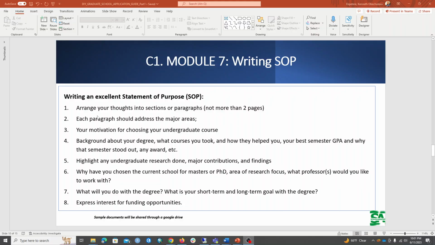Courses you took. Highlight any undergraduate research done, major contributions and findings. So if there's any work you've done with a professor, or most importantly, your undergraduate project, this is where you also talk about it, right?